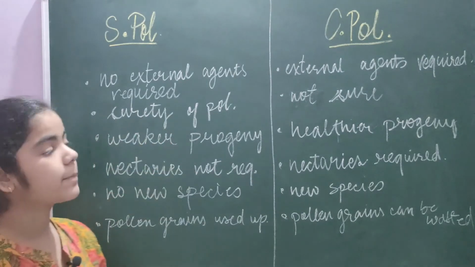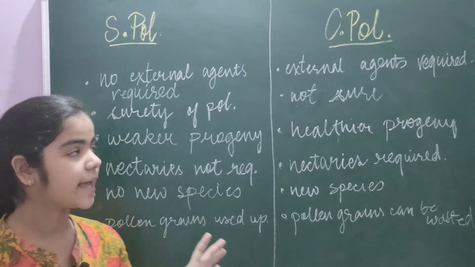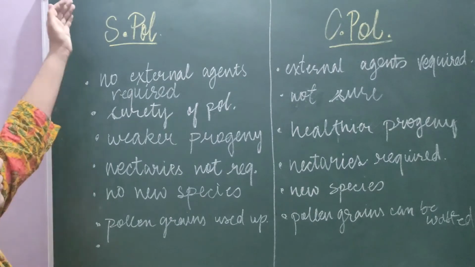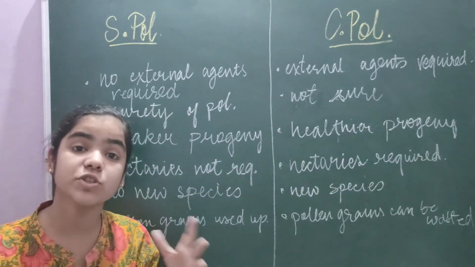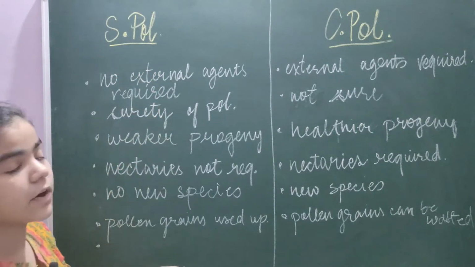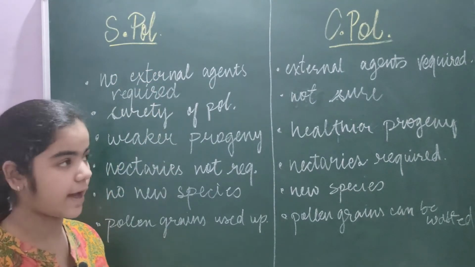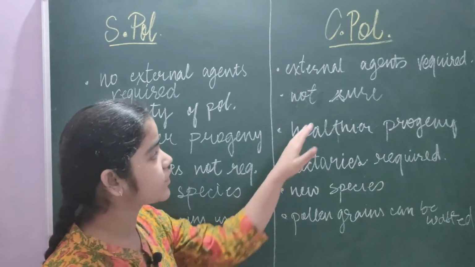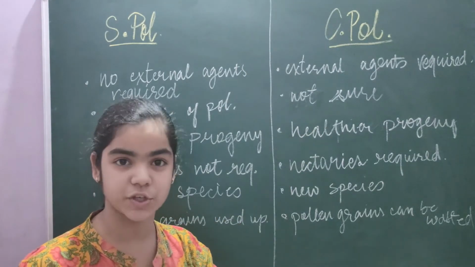Surety of pollination. Pollination will take place. What happens in self-pollination is that there is more surety of pollination because the pollen grains simply fall on the stigma of the flower. Here in cross-pollination, there is no surety.